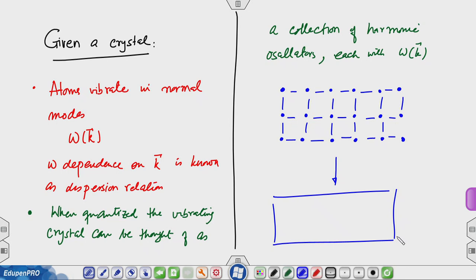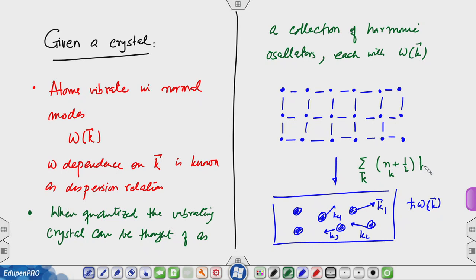So, these phonons are whizzing around with their own k, k1, k2, k3, k4 and so on. And each one has energy h cross omega k, each phonon. And what we have is this crystal. In this, the picture is that I have a collection of harmonic oscillators as far as energy is concerned, and this is the energy of the system.